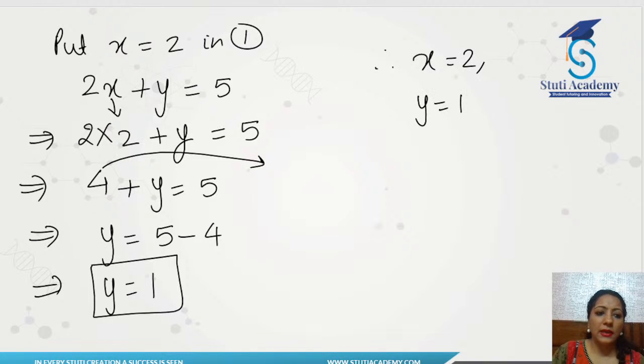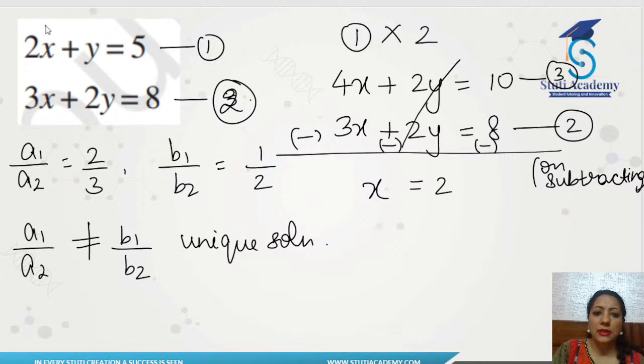You can always just go back and check here whether your solution is correct. If you put 2 here and 1 here, you will get 2 into 2, that's 4, plus 1, that's 5. So LHS and RHS, they're coming out to be same. In the same way, you can put 2 here and 1 here. Let's see. 3 into 2 will give you 6. 2 into 1 will give you 2. So 6 plus 2, that's 8. So again, LHS and RHS, they're coming out to be same. So hence we can conclude that x equal to 2 and y equal to 1 is solution of this set of equations. I hope students this is clear to you.